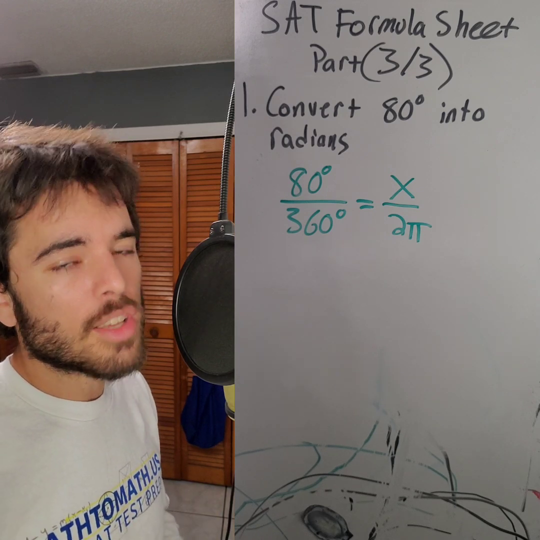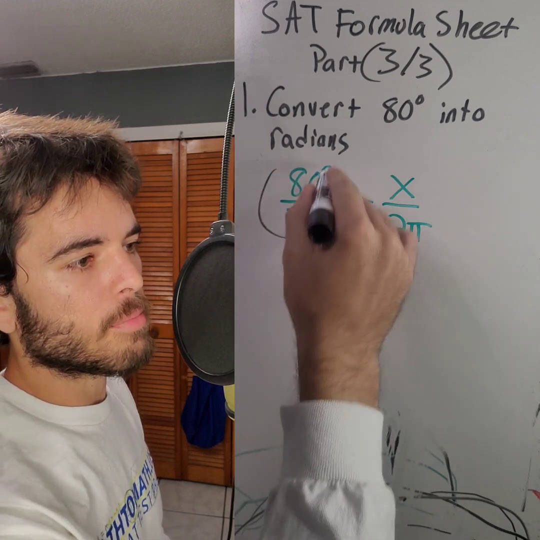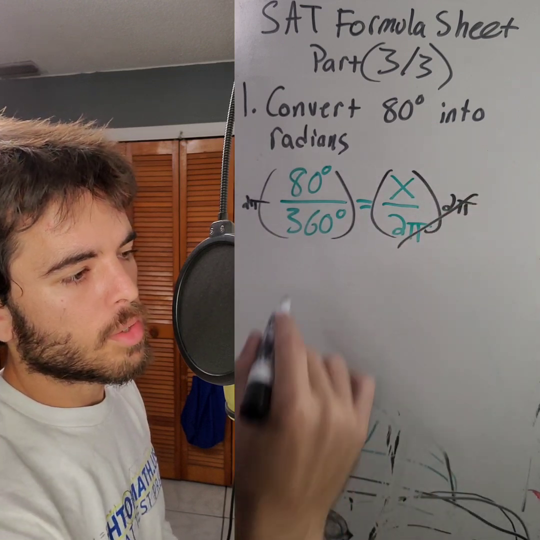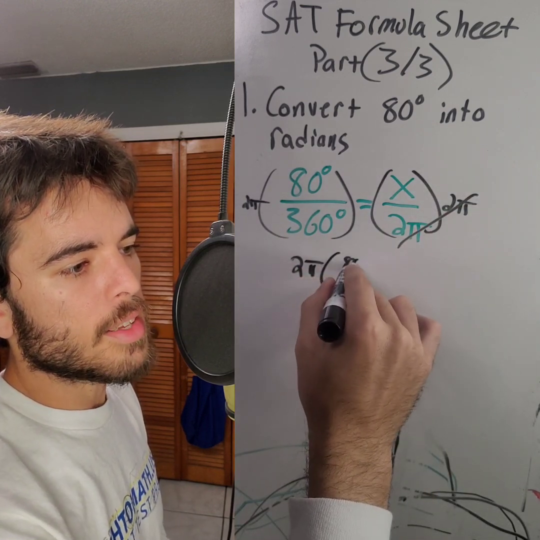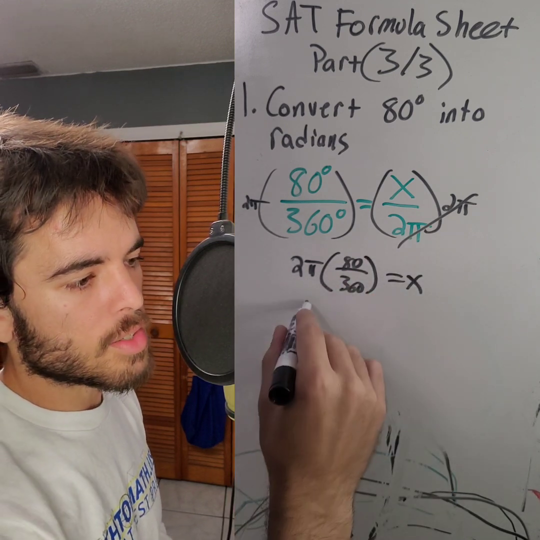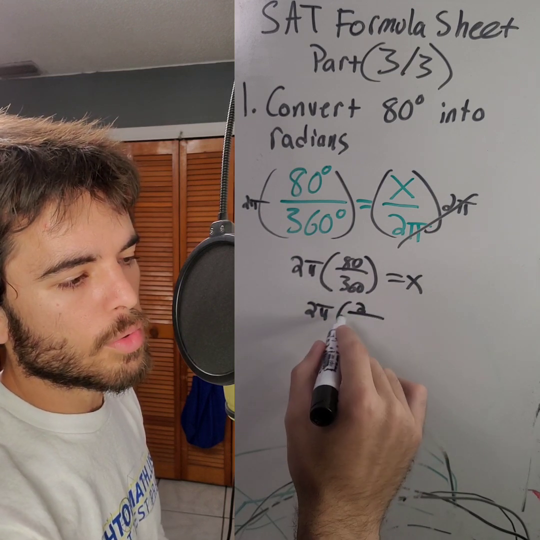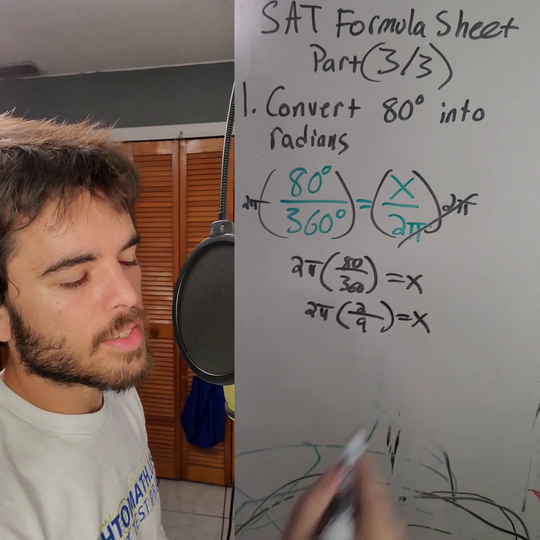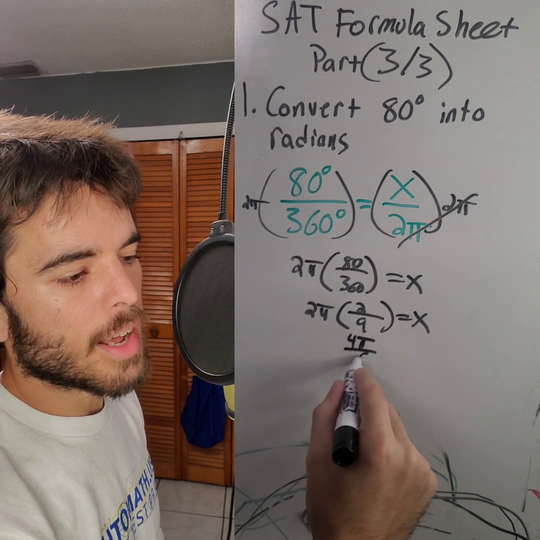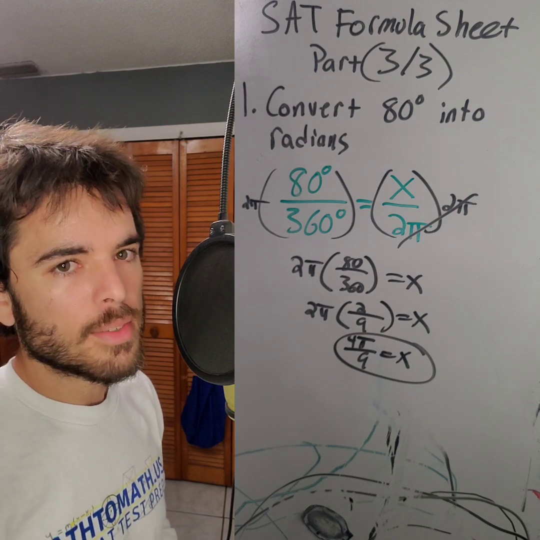Now that we have an equation, we can solve for x. I'm going to do so by multiplying both sides by 2 pi. We have 2 pi times 80 over 360 equals x. I'm going to simplify that fraction: 2 pi times 2 over 9 equals x. And then I'm going to multiply the 2 pi to the numerator. 4 pi over 9 equals x. And that's our answer. 4 pi over 9 represents 80 degrees.